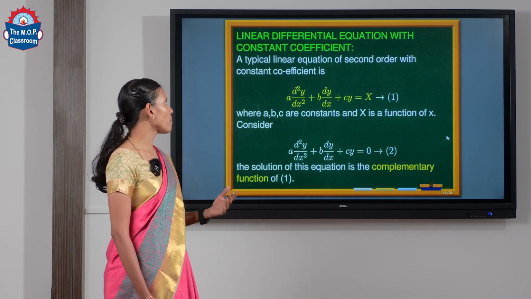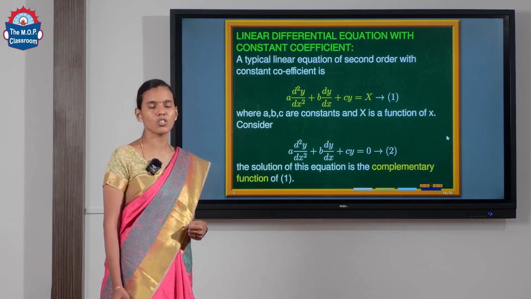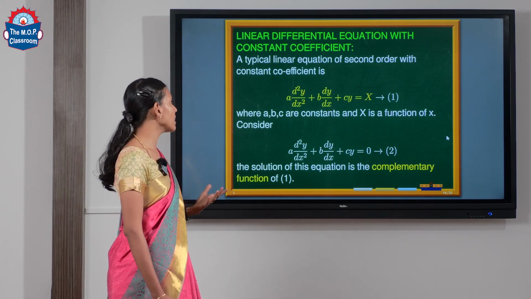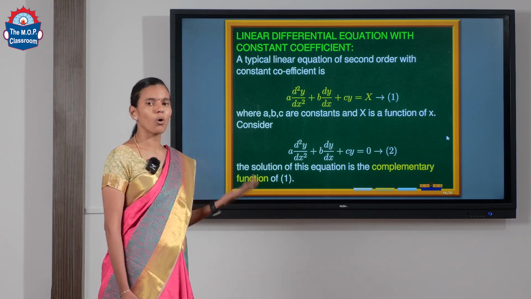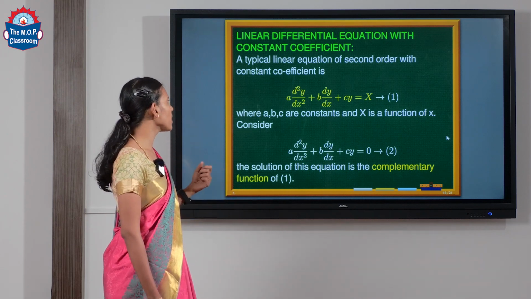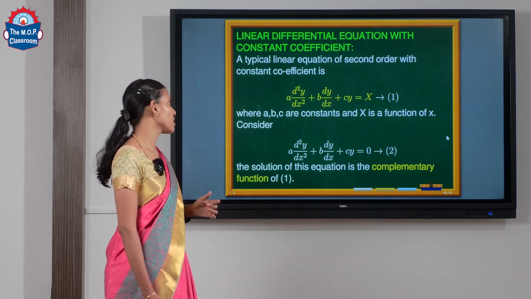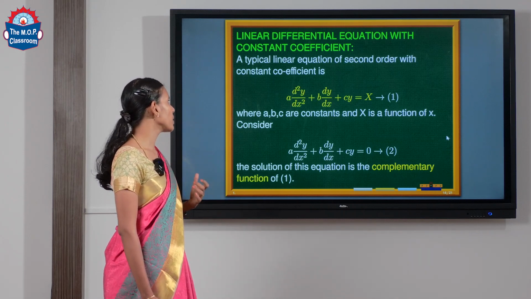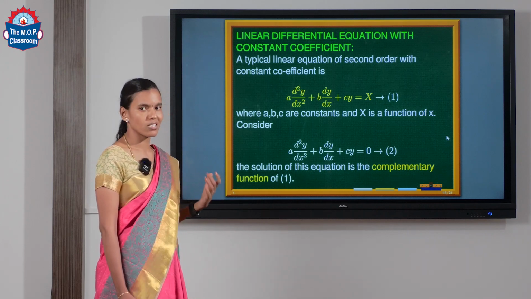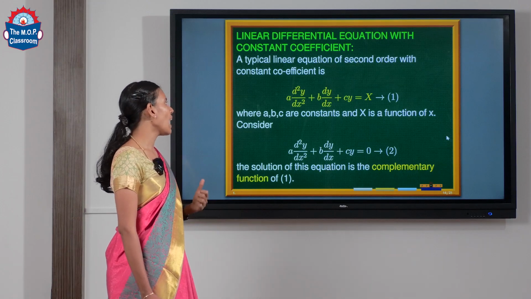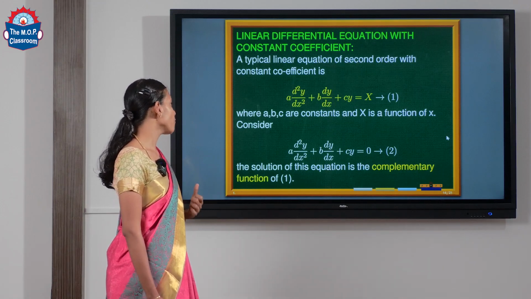So moving on to the next topic, linear differential equation with constant coefficients. So far we saw the ordinary differential equation. Here again, the linear differential equation has coefficients that are constant. A typical linear equation of second order, since the highest derivative over here is 2, with constant coefficients, where my constants are represented as a, b, c, and capital X is a function of small x.